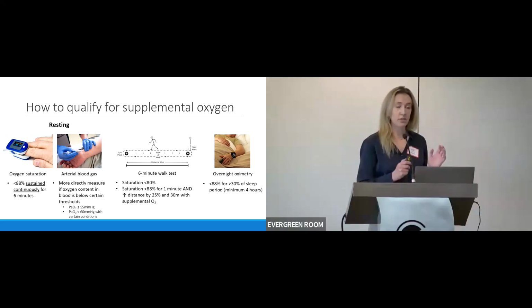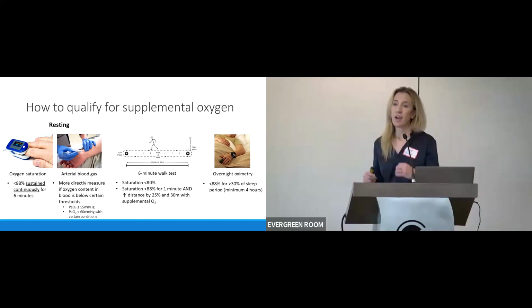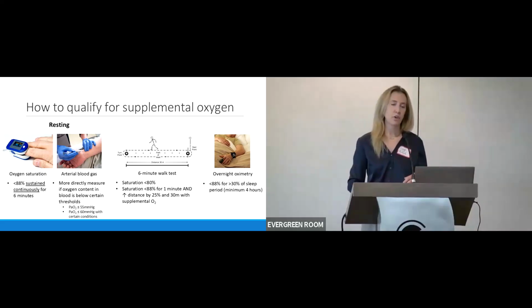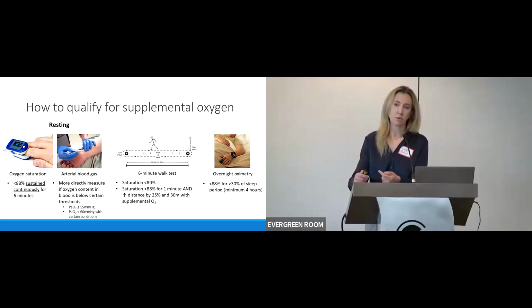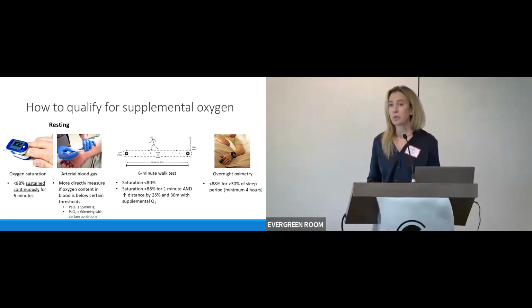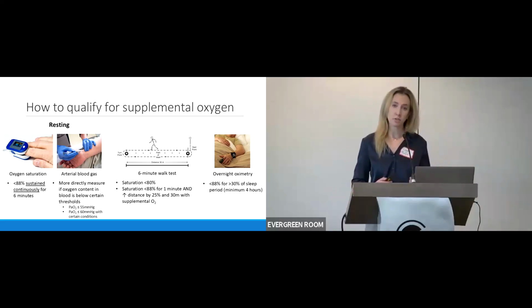If your oxygen does not fall below 80%, but it falls below 88% for over a minute, and then they try you on oxygen, you have to show an improvement. So you can't just say, yeah, your oxygen fell below 88% for a minute. You actually have to show that that treatment resulted in an improvement in your walk distance, which sometimes is really hard to do because maybe you haven't been exercising very much because of your lung disease.